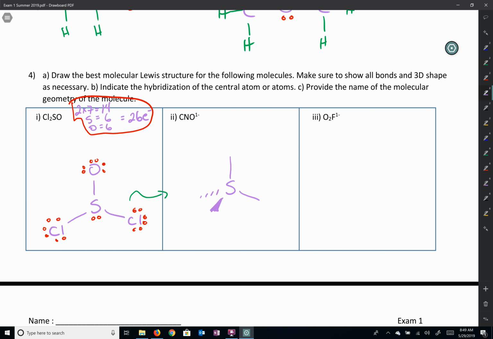All right, the other question that I wanted says, provide the molecular geometry. This is trigonal pyramidal.